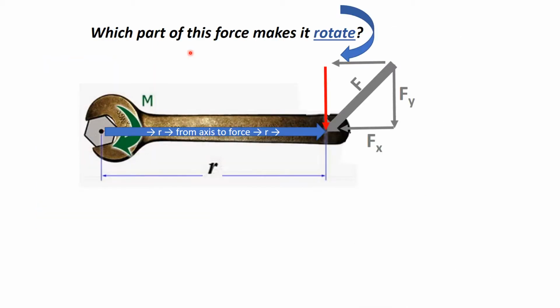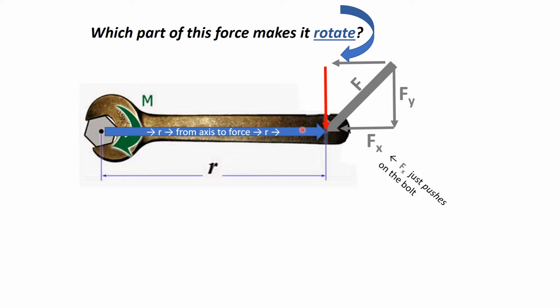Let me just review moments, and this is going to feed into orbital motion. We have a bolt over here and a wrench and a force applied over here. If you remember from moments, part of this force, this x component, is not going to rotate anything. It's just pushing on the bolt. The piece of the force that rotates it has to be perpendicular.